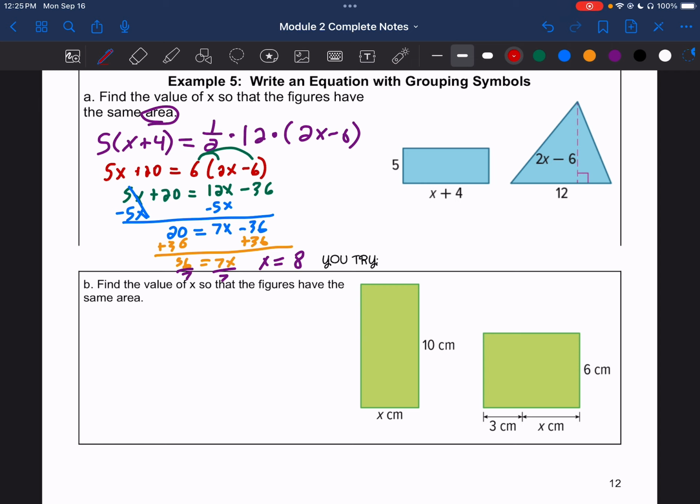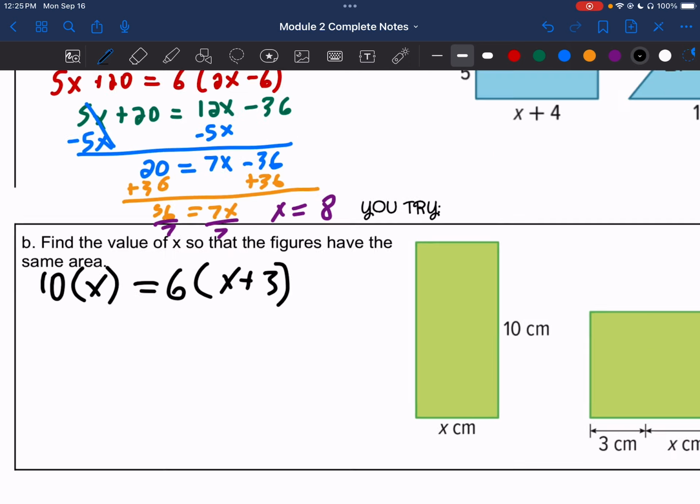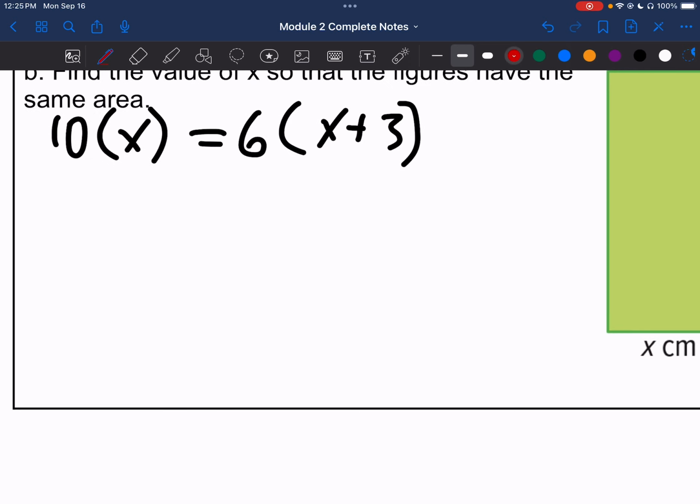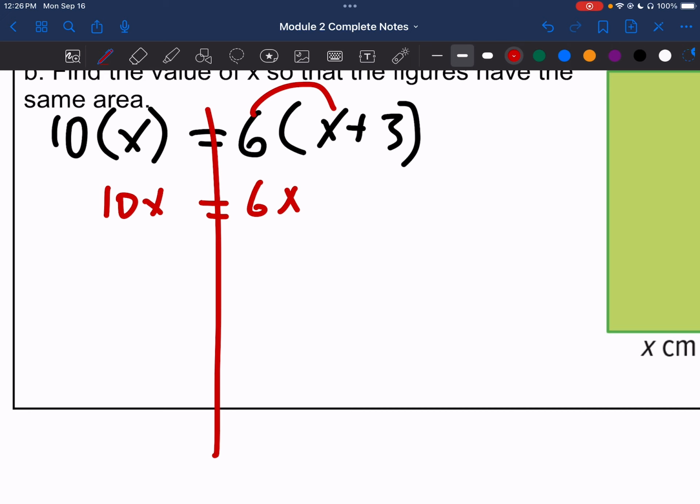So for the area of the square or rectangle on the left, it's going to be 10 times x. It's going to be equal to our 6 times x plus 3. And now we can go ahead and work this problem. So 10 times x is 10x, 6 times x is 6x, and 6 times 3 is 18.